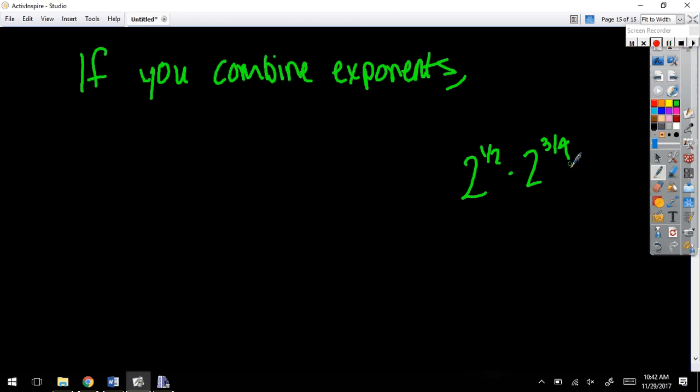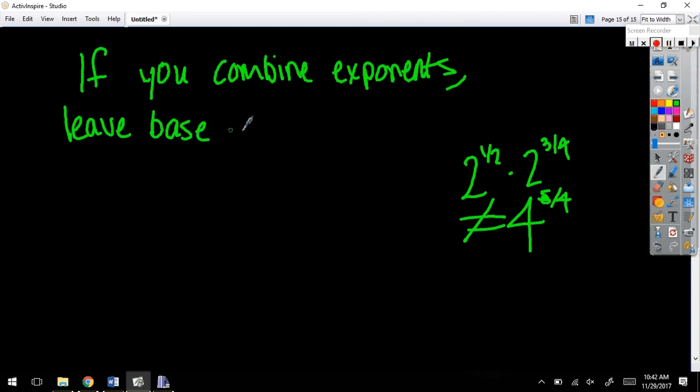You can't combine the exponents and the base, okay? In other words, this doesn't become 4 to the, what did that come to? 5/4. You can't combine both of them, okay? So if you combine the exponents, you have to leave the base alone. Even if it's a number and not a variable. That's always. Always.